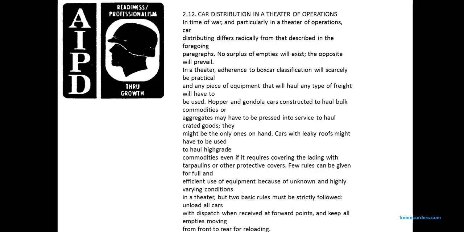2.12. The car distribution and theater operation. In time of war, particularly in theater operation, the distribution differs radically from that described in the foregoing paragraphs. No surplus of empties will exist. The opposite will prevail. In theater, strict adherence to the boxcar classification is not practical. Any piece of equipment that will haul any type of freight will be used.